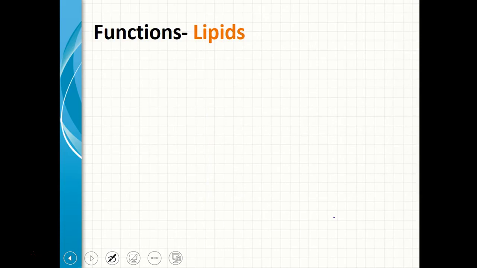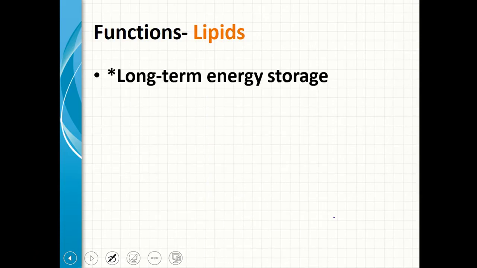Now, what do lipids do? They got a lot of functions. Their primary function is long-term energy storage. So when we talked about carbs, we said that was quick energy or short-term energy storage. When that short-term energy stored does not get used, it turns into fat. And that fat now becomes long-term energy storage.